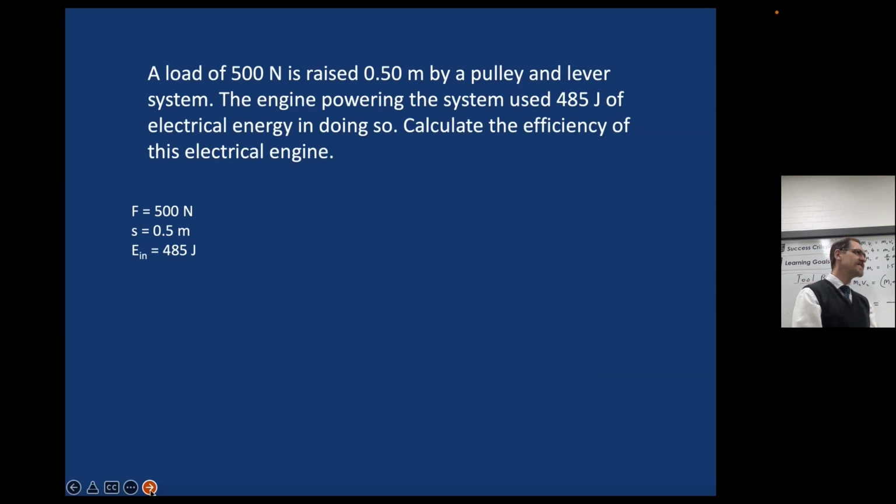A sack of potatoes, a large sack of potatoes, might have a weight of 500 newtons. So this load of 500 newtons is raised 0.5 meters by a pulley and lever system. The engine powering the system uses 485 joules of electrical energy in doing so. Calculate the efficiency of this electrical engine.